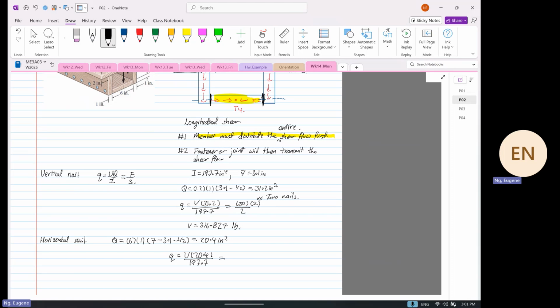197.7. This will be equal to 50 multiplied by 2 divided by 2. 2 down here is the spacing. 2 down here is because you again have 2 what? Nails. From here, V is equal to 50 times 197.7 divided by 20.4 is equal to 484.558.